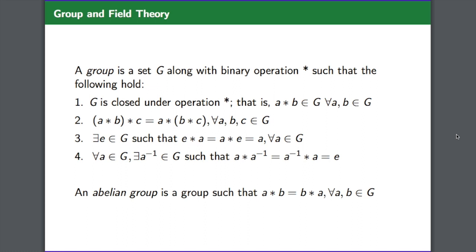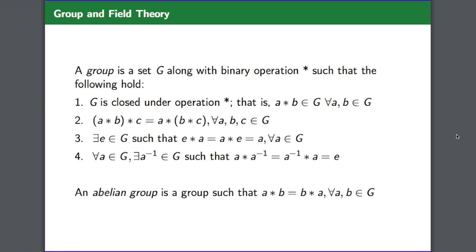The third property of a group is an identity element. We call it E. So we have to have an identity element such that when we operate on any other element with the identity, we just get the element itself. So, for example, in a group like the integers under addition, our identity element is 0 because when we add 0 to any number, we get the number itself.